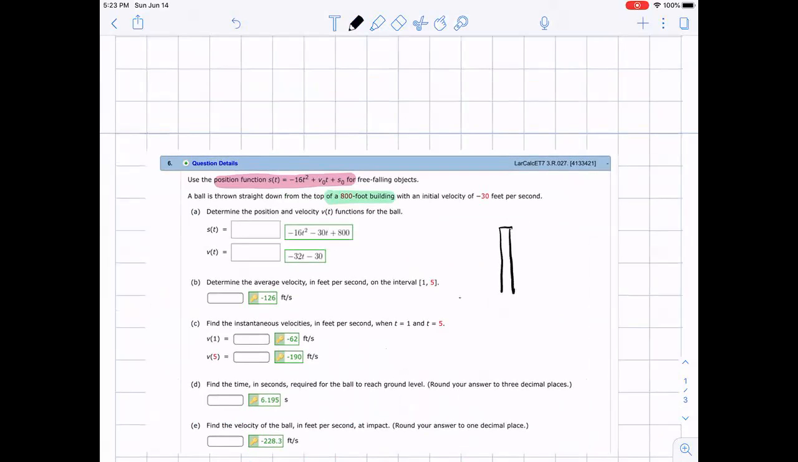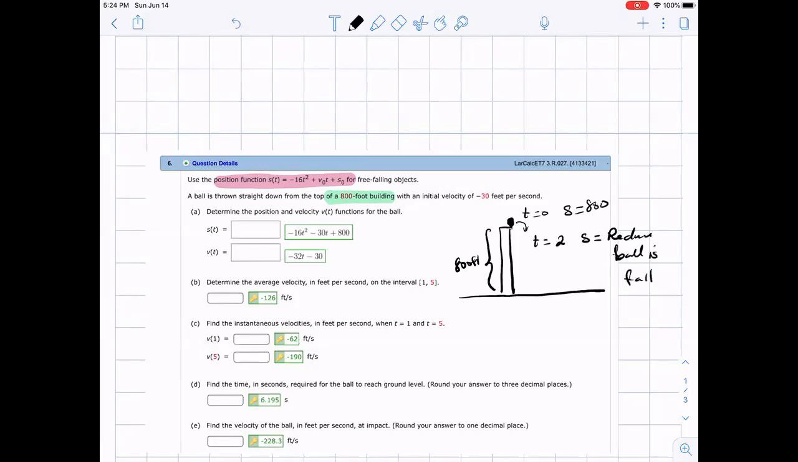Let's say this is the building, that's the street. This building's height is 800 feet. So you're over here. This is you. When you drop the ball at time 0, t is equal to 0. That ball, the distance s is equal to 800. As t becomes, let's say, 2 seconds, that s will reduce because the ball is falling.